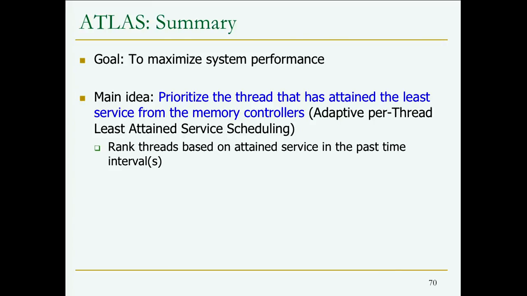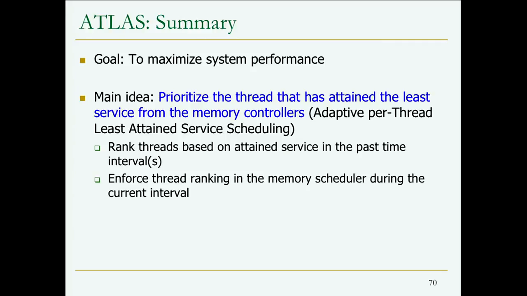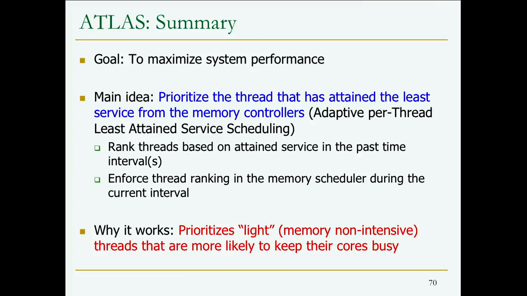The idea of least attained service is to keep track of the attained service of each thread in the memory controller. Let's say how many requests you scheduled. In this case, it's really in terms of cycles. How many cycles have you spent servicing this particular thread's requests? If that number is low, prioritize the thread in the next interval. So basically rank the threads based on that. There's, of course, more that goes into it, but you can read the paper. Then enforce the thread ranking in the memory scheduler during the current interval. So why does it work? It prioritizes these light or memory non-intensive threads that are more likely to keep their cores busy.